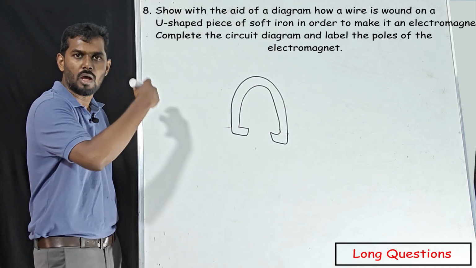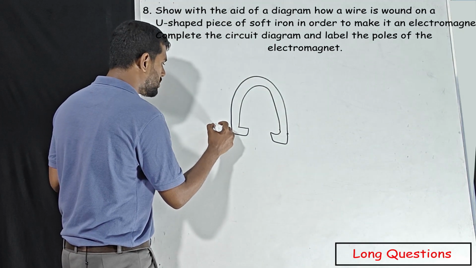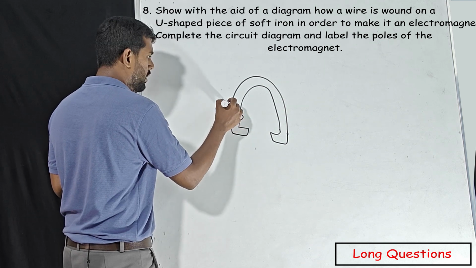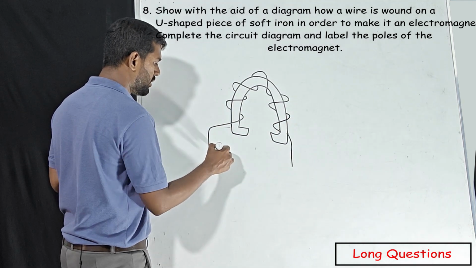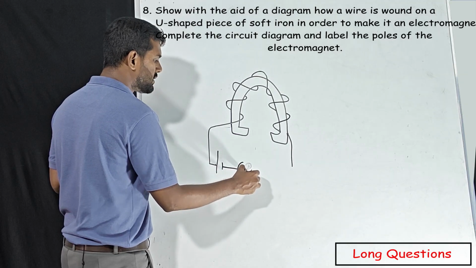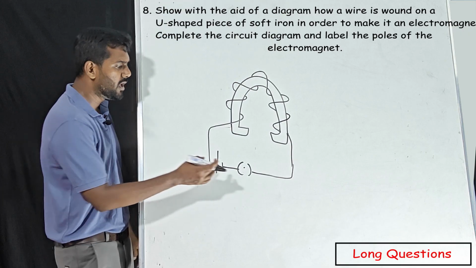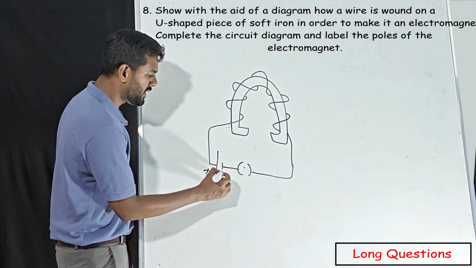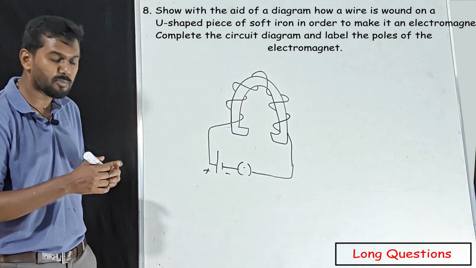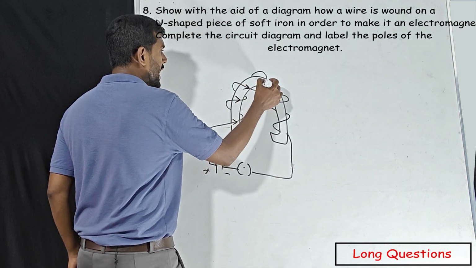Now we are going to wound a circular coil on it, and we have to connect it to a battery and a switch. Rheostat, if they mention it, then you can specify it. You can write the rheostat here. If not, no need to worry about it. So plus and minus. Now here the important thing is, once you draw this much, draw the arrow marks.